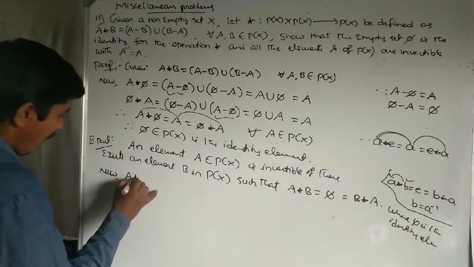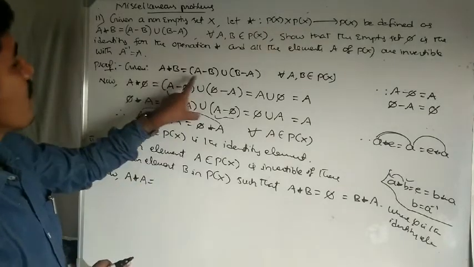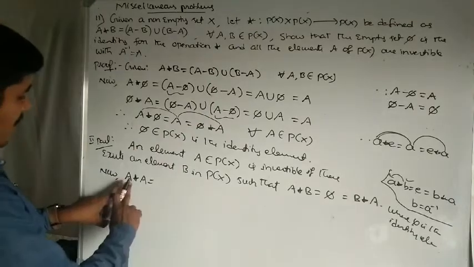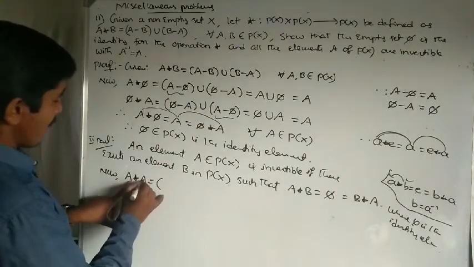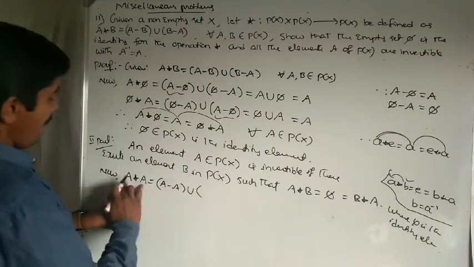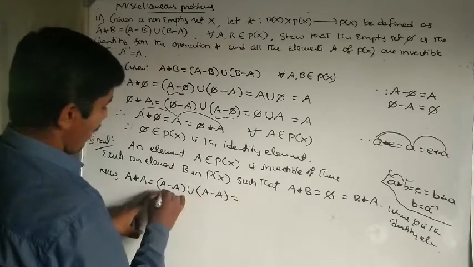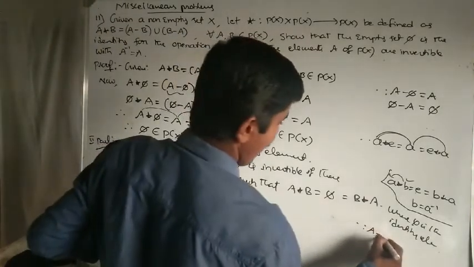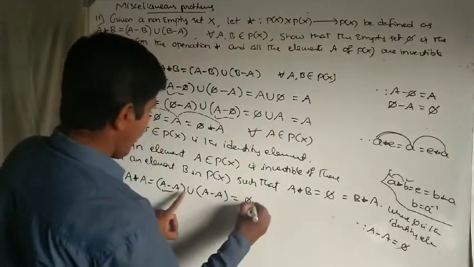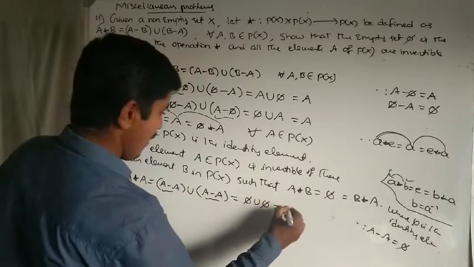Consider A star A. Here how is the binary operation defined? A star B is equal to A minus B union B minus A. So A star A equals A minus A union A minus A. Here A minus A, the difference of the same sets, is clearly the null set. Null set union null set, null set.